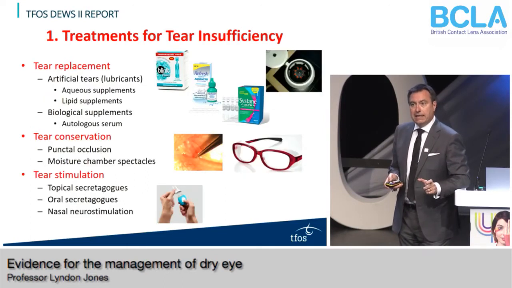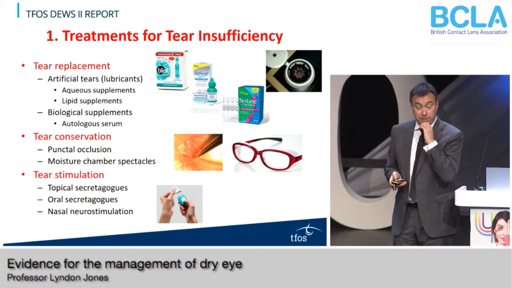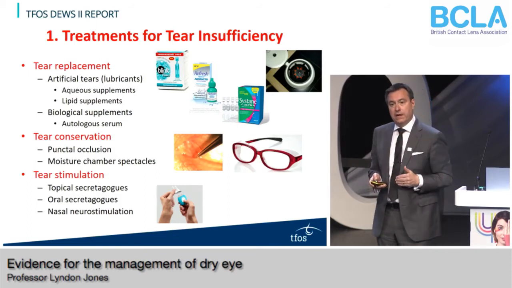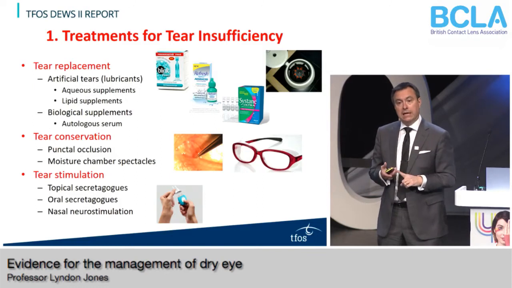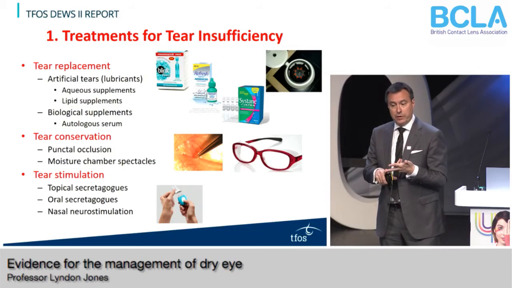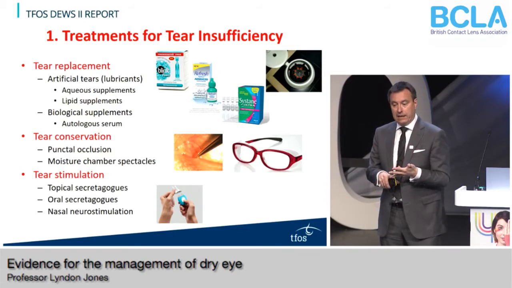We ended up subdividing our results into 7 areas. The first area was treatments for tear insufficiency. This is one that we're very well versed with as clinicians. These treatments for tear insufficiency, we subdivided into 3 separate areas: those relating to tear replacement, tear conservation, and finally tear stimulation.